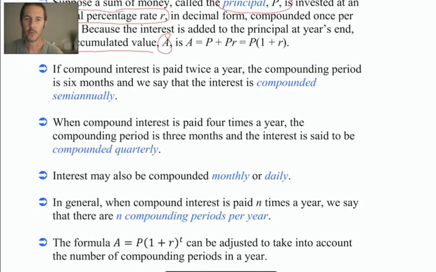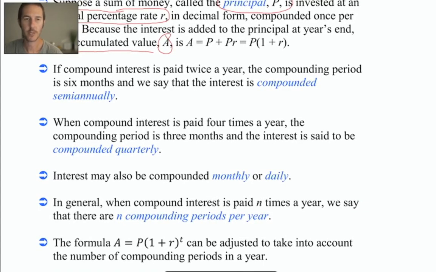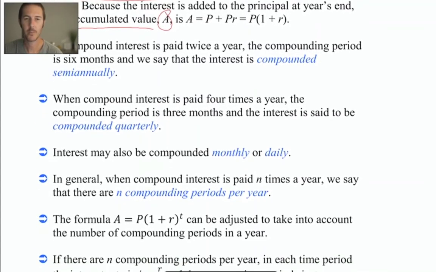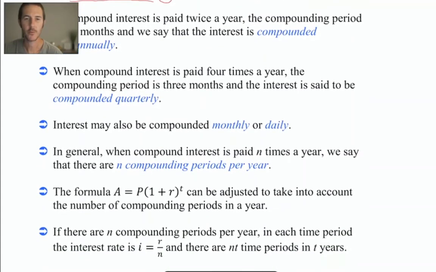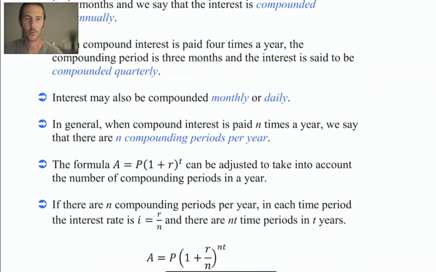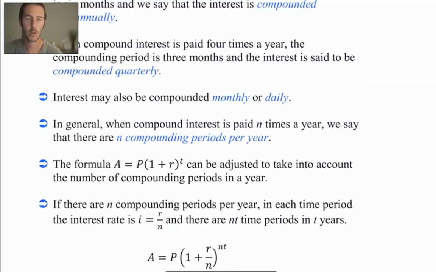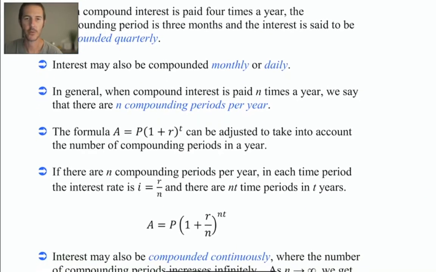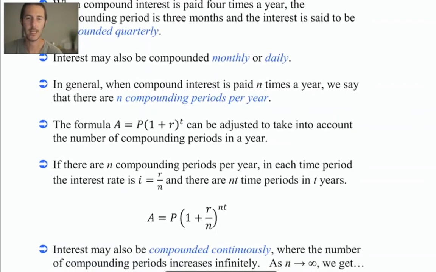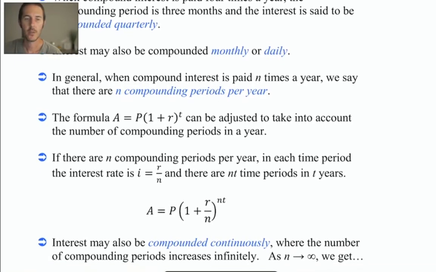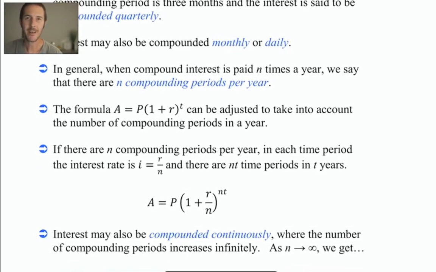If you're getting paid interest twice a year, we say that you're compounding your interest semi-annually. If you're getting paid interest 4 times a year, there are 4 quarters in a whole, so you would say compound quarterly, and then you can compound your interest more and more frequently, monthly, daily, every minute, every second, to the point where you end up with n compoundings per year.